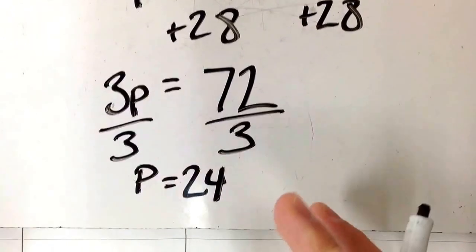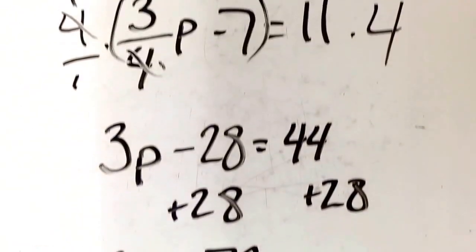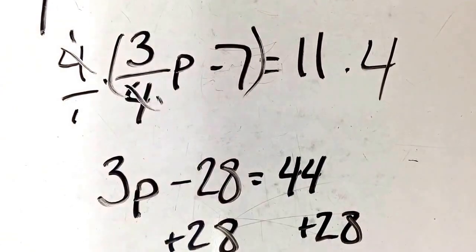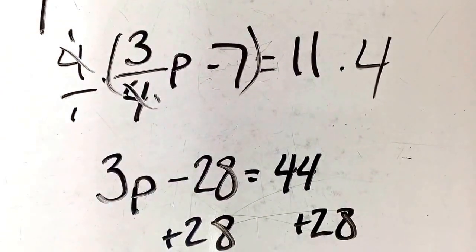So that first step, if you go back to the original problem, I had 3/4 p. If I multiply by my denominator through the entire problem, then I can not even have to work with fractions if I don't want to.